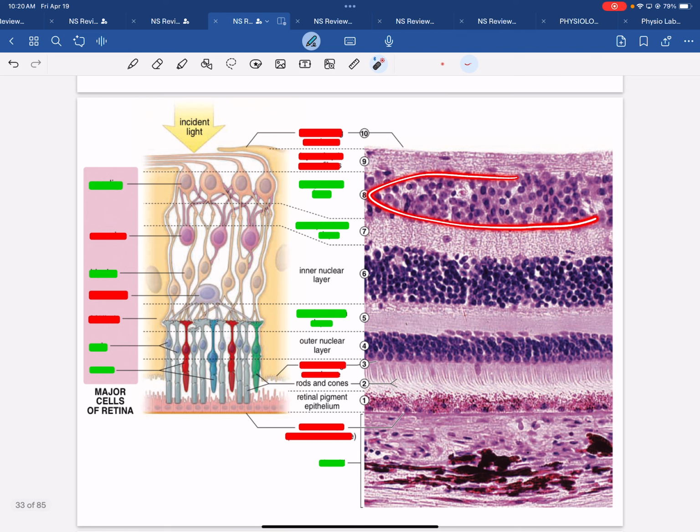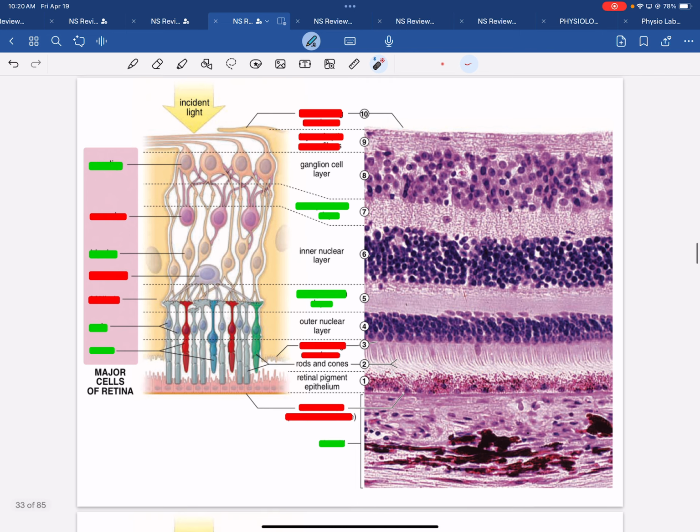Which layer is this? This is going to be the nuclei of ganglion cells. Good, the nuclei of ganglion cells. They call it the ganglion cell layer. Just do what it says in the lab manual. Good. So there's three rows of nuclei, and let's do these next.